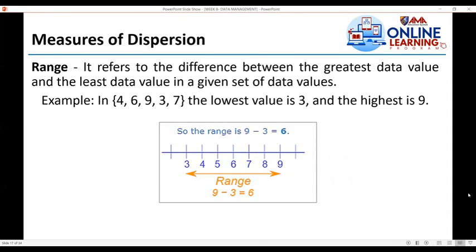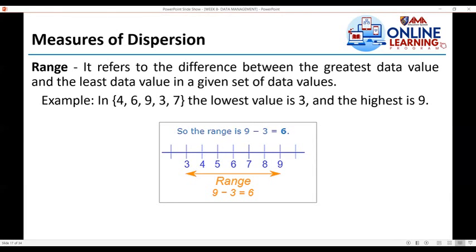Now, measures of dispersion. The first measure of dispersion is range. It refers to the difference between the greatest data value and the least data value in a given set of data values. Example, in a given data set with elements 4, 6, 9, 3, and 7, the lowest value is 3 and the highest is 9.